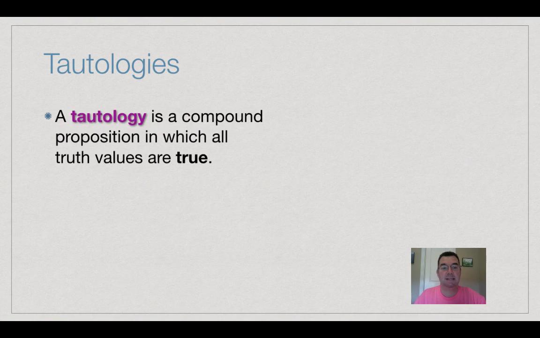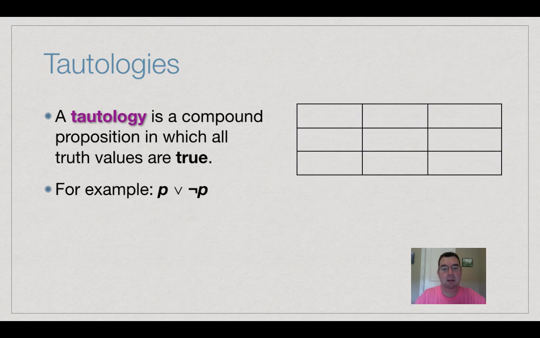Tautologies, those are those things that are always going to be true. Okay. For example, P or not P. Kind of an easy example of a tautology. Okay. So we're going to put P there, we're going to put not P there, and we're going to put P or not P there.